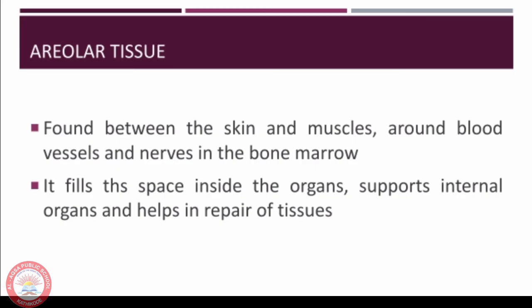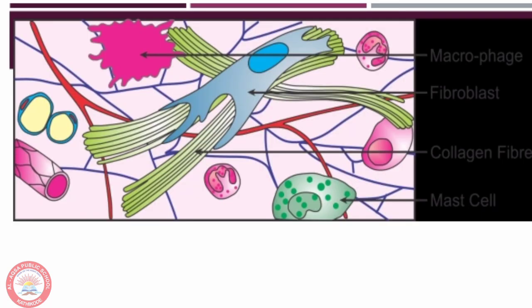This is the tissue that fills the space inside the organs, supports the internal organs, and helps in repair of tissues. It is found between the skin and the muscles, around the blood vessels, and nerves in the bone marrow.